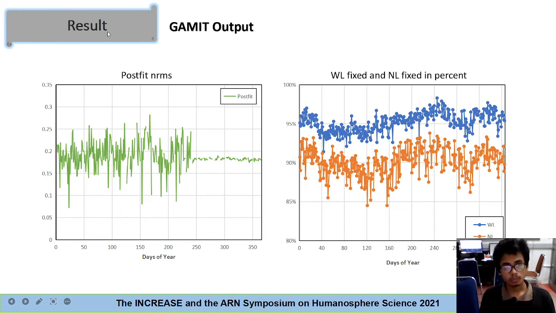GAMIT output. GAMIT output had the form of numbers to be processed in the next step. And these are the values of the post-fit normalized root mean square and WL fixed and NL fixed in percent. Both have very good values to process in the next step.